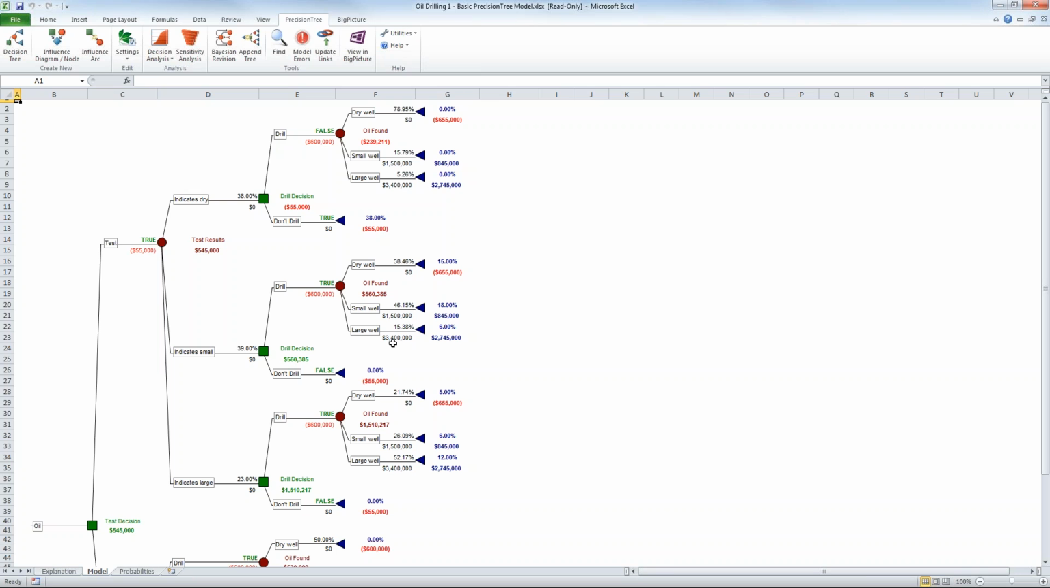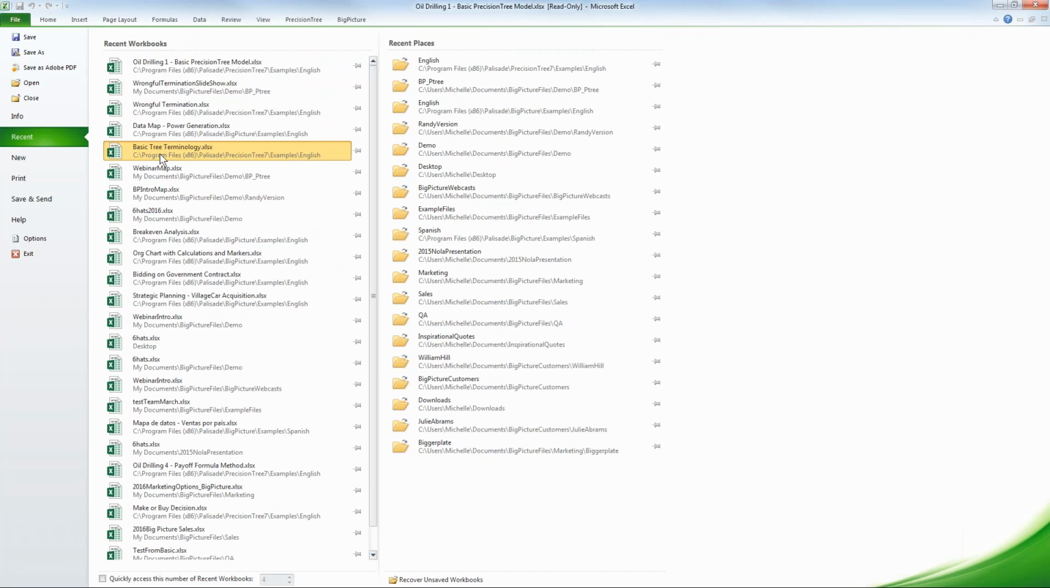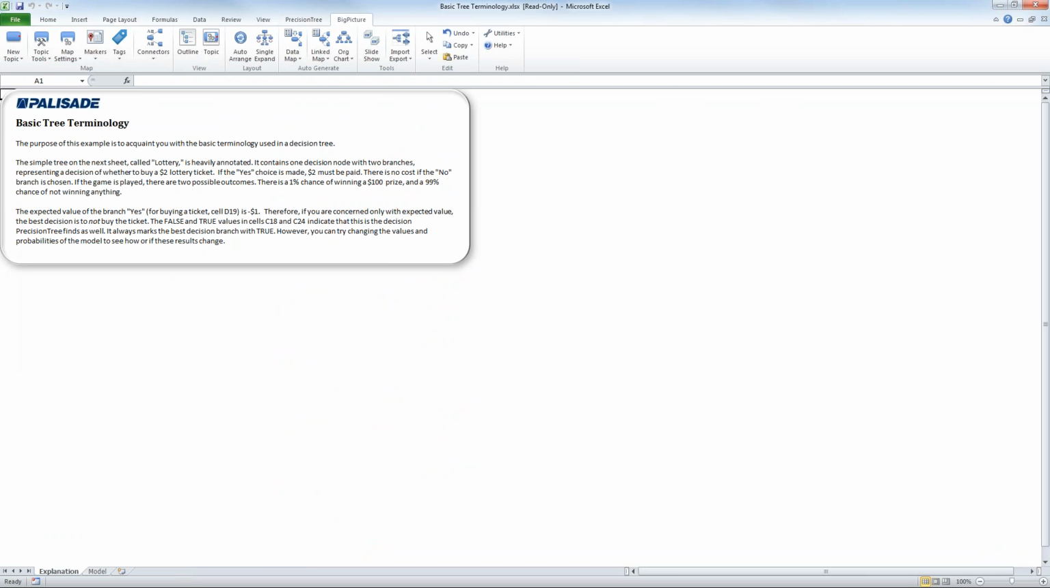PrecisionTree can also create what's called a risk profile graph that compares the payoffs and risk of different decision options. It displays probabilities and cumulative charts showing the probabilities of different outcomes. We'll touch on that briefly later on, but for now I want to simply go to the basic tree terminology, just so you can see it.